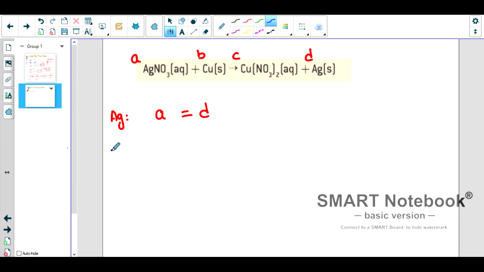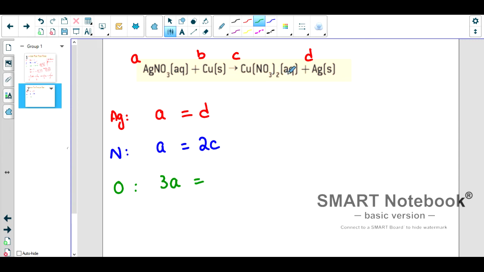Now let us write for nitrogen. Nitrogen is here, multiplying with A, so A equals to what? Here we have 2 nitrogens only, so 2 times C, so A is equal to 2C. Right? Now let us try and write for oxygen. We write for all of them so that we get more equations, and they can be solved more easily. Here 3 oxygens are here, so 3A.